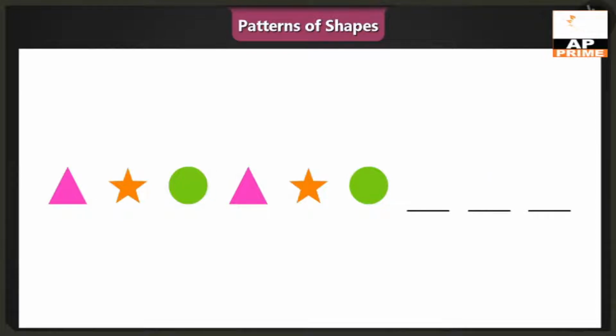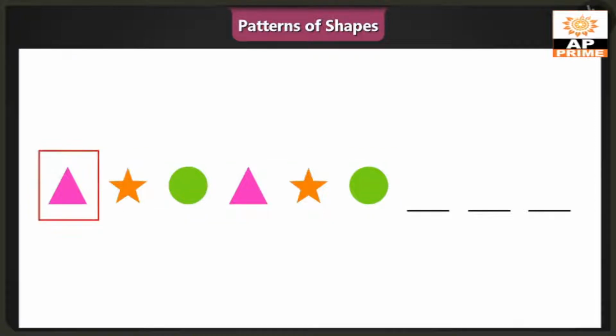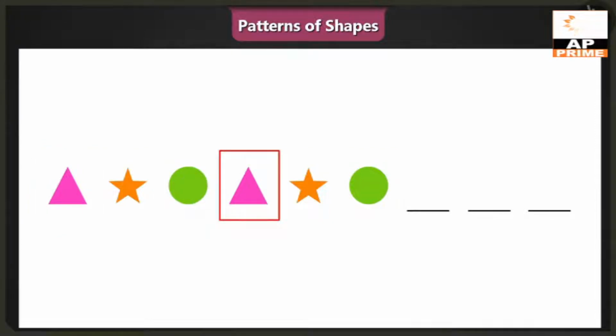Oh, that's easy. The next shape in this pattern will be a green-colored circle. Oh, Binny, first of all, look carefully at the shapes placed in the pattern. We have to keep in mind the sequence in which shapes appear, then understand how the shapes will be repeated to complete the pattern. Yes, you are right.